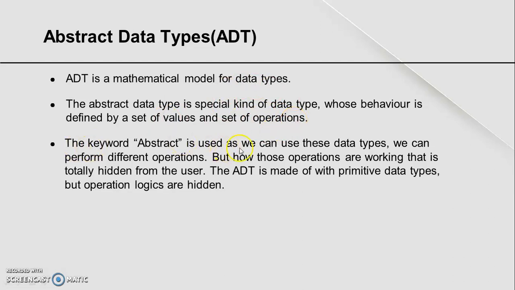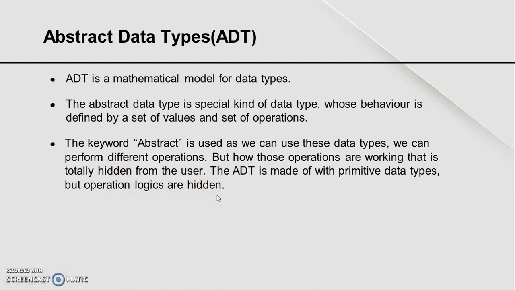And the keyword abstract is used because we can use these data types and perform different operations, but how those operations are working is totally hidden from the user. Therefore the name abstract is given. The ADT is made with primitive data types, but operations and logics are hidden.